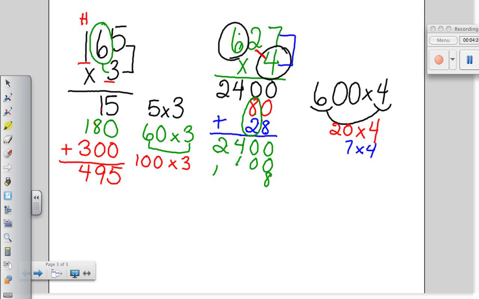So if we want, we can put it into multiple steps to put it back together. So 2,400 and 100 is 2,500. No tens and 8, right? So 2,508.